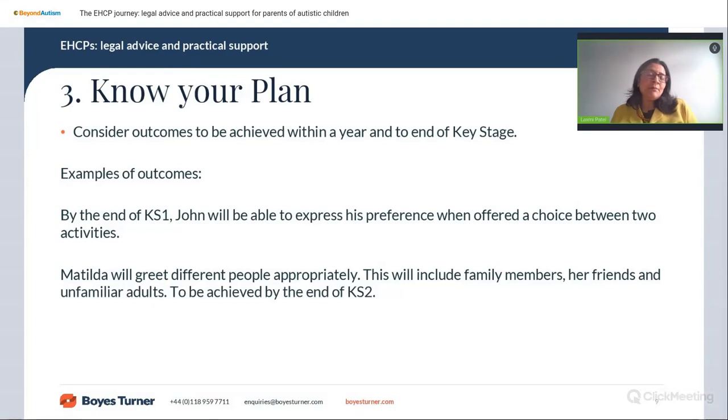So here I've just put a couple of outcomes as examples. This, for example, I'll just read out the second one: where your child will greet different people appropriately. This will include family members, her friends, unfamiliar adults, to be achieved by the end of Key Stage 2. So as clear as possible that you can be about what your child is going to achieve and by when, and how you're going to measure that as well.